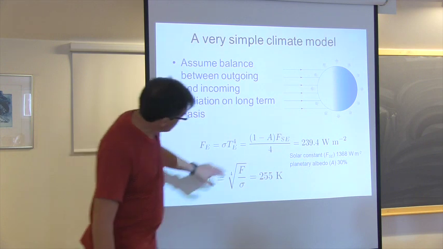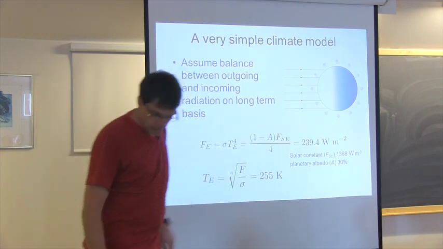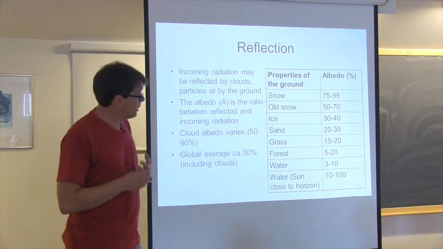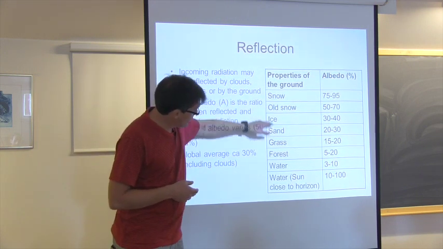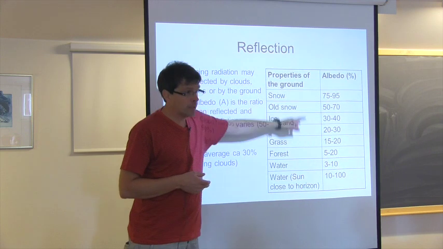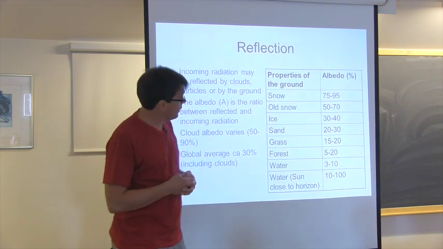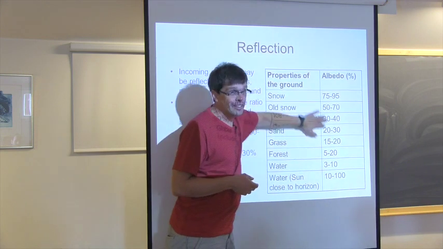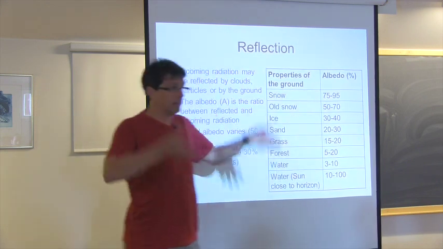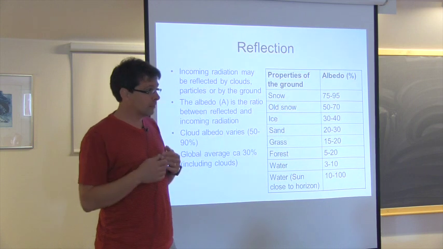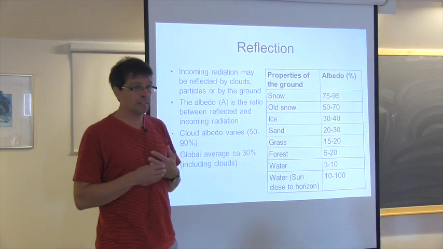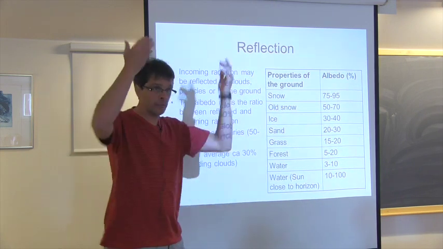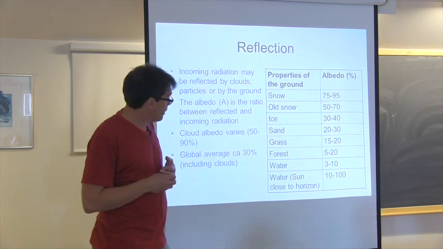So let's look a little bit more into these different things that go into these equations here. We have the reflection again, the albedo of the system. And here's just a simple table saying something about typical albedo of different surfaces. So we note here that white surfaces like ice and snow have very high albedo. So in the high Arctic, where there's white surfaces, you need sunglasses when the sun is up. And most of the incoming radiation is actually reflected back towards space again.